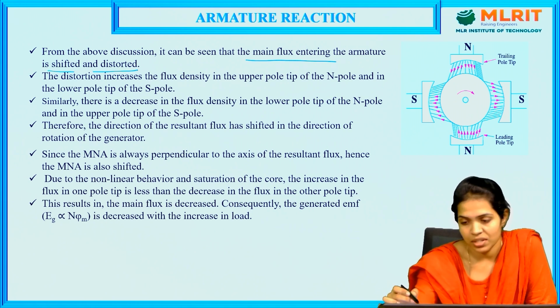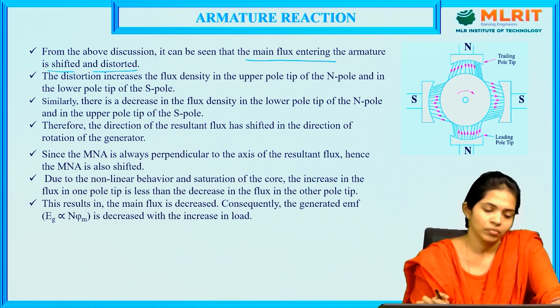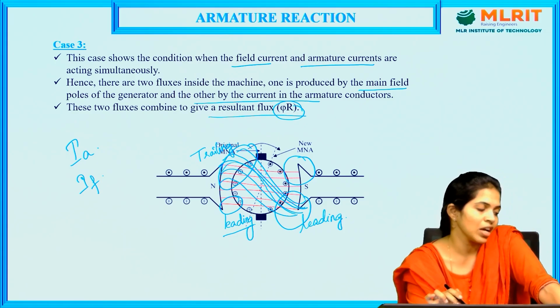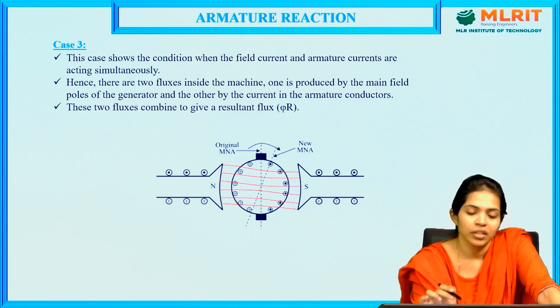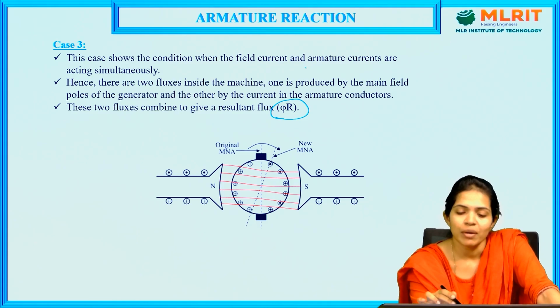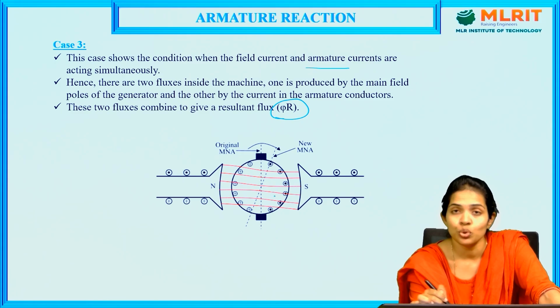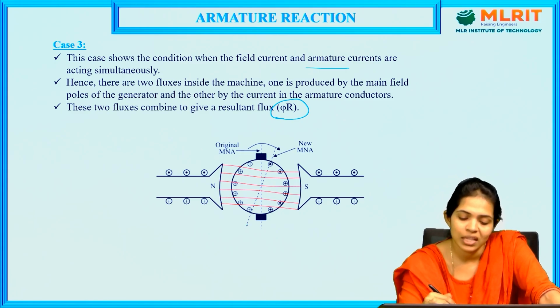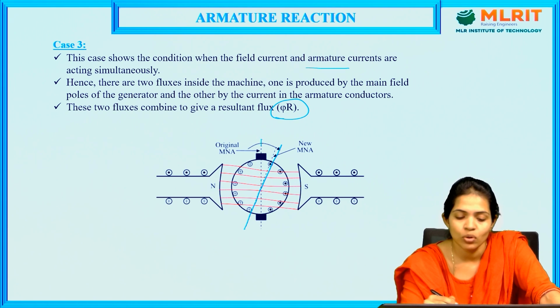So this distortion in magnetic flux is due to the production of resultant flux, that is, due to the impact of armature flux on the main field flux. So this impact of armature flux on the main field flux will cause the resultant flux to be distorted between the two poles. So we can also see that the magnetic neutral axis got shifted from its original position.